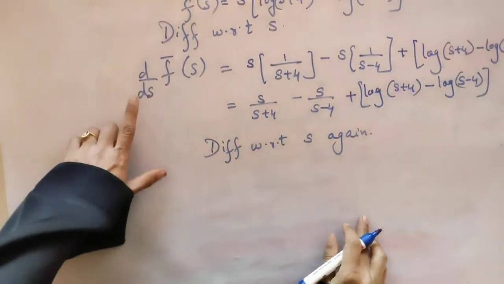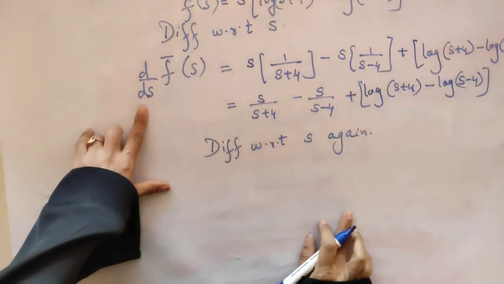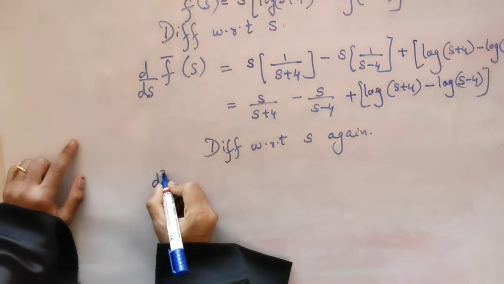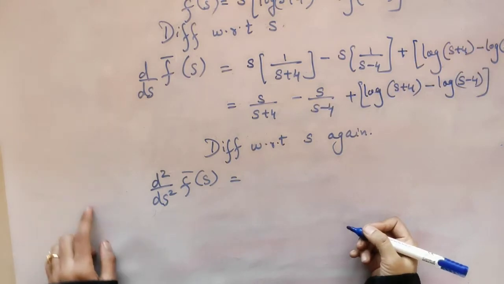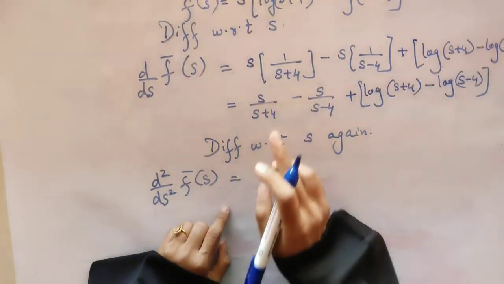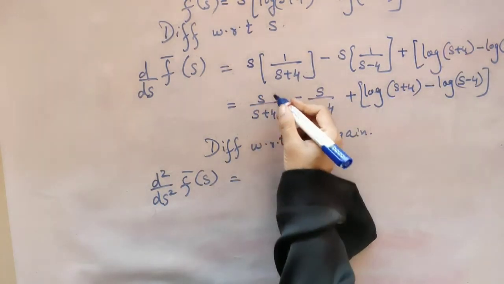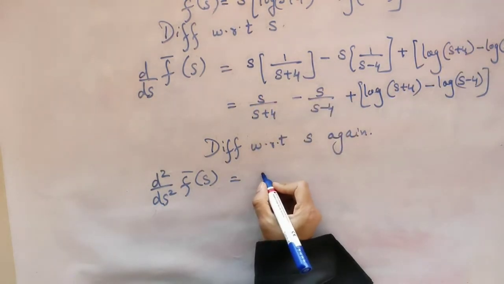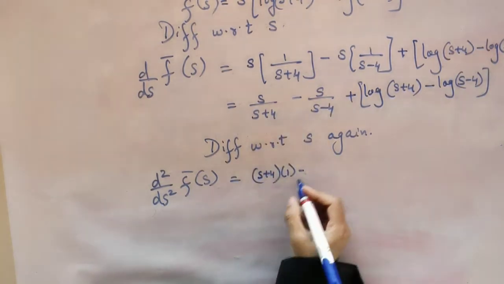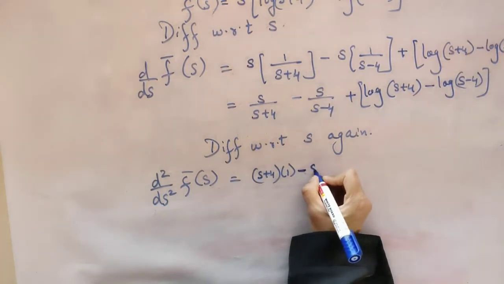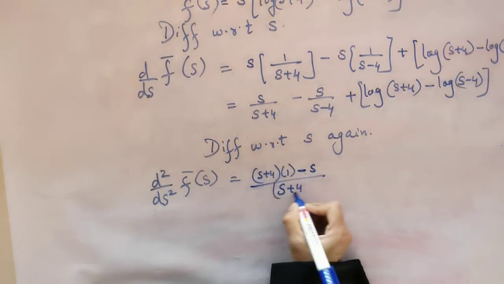When we are differentiating this with respect to s again, the left hand side is d by ds of f bar of s. Differentiating with respect to s again, it becomes d square by ds square of f bar of s, the second derivative of f bar of s, which is equal to, now you are going to differentiate this with respect to s again. So what do you get? Using the u by v rule over here: first, the denominator as it is, derivative of the numerator 1, minus numerator as it is, derivative of the denominator is also 1, so you will get (s plus 4) whole square in the denominator.